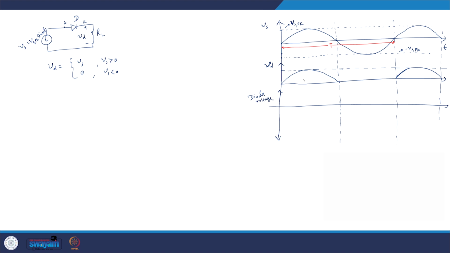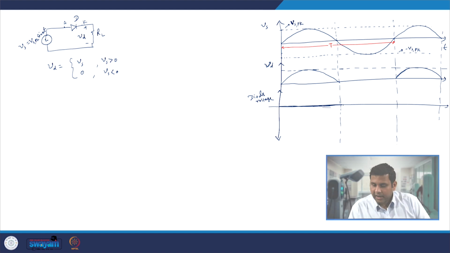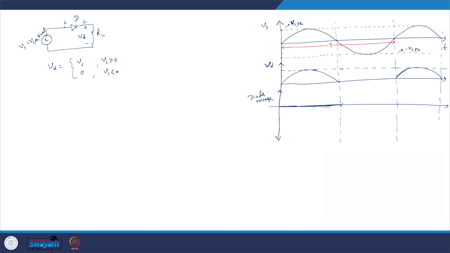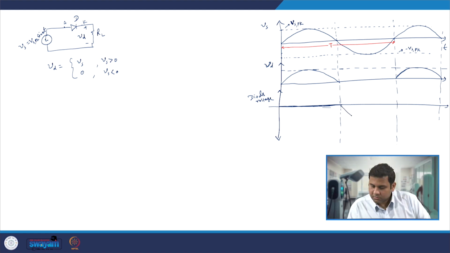Since during this time the diode is forward biased, the voltage across the diode is nearly 0, as we assume that our forward voltage is 0. So our voltage across the diode is 0, and during this point our diode will be blocking, seeing the negative potential across it. So the voltage across the diode will be of the same shape as that of Vs, and then again it goes to 0.